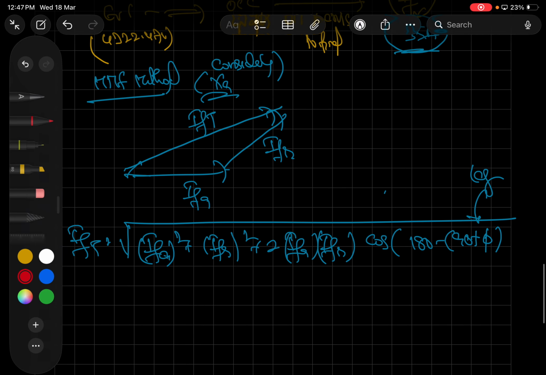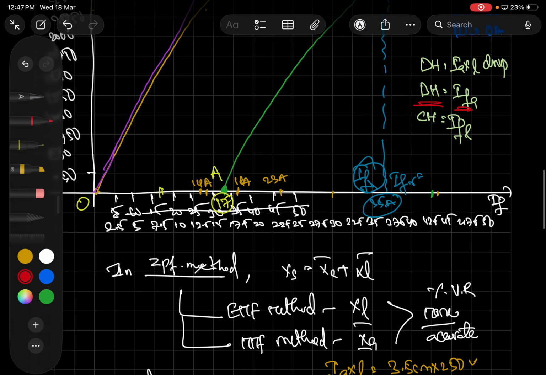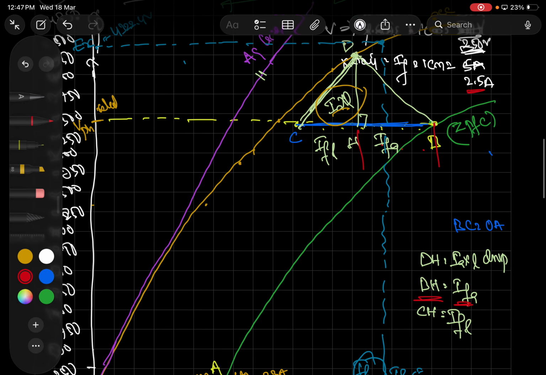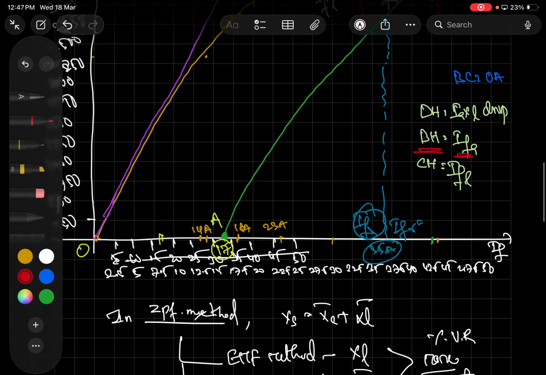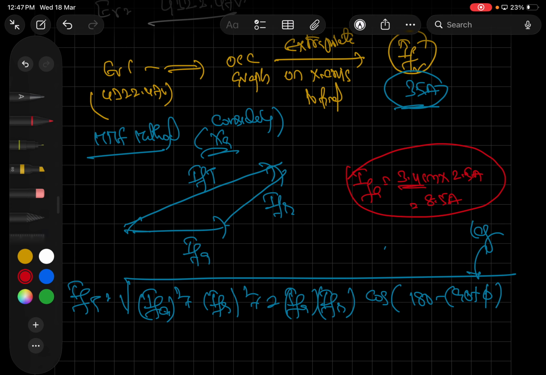IFA length equals 3.4 centimeters into, what is the scale here? 2.5 amps. So 3.4 into 2.5 is 8.5 amps. I am not supposed to take 3.4 directly in the formula, because that is just a length, and each 1 centimeter covers 2.5 amperes. For that reason, this IFA length has to be calculated from the graph.